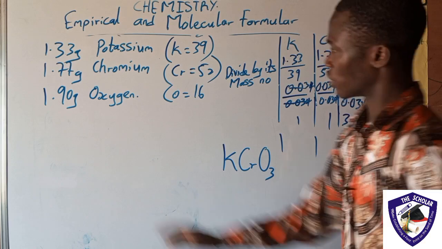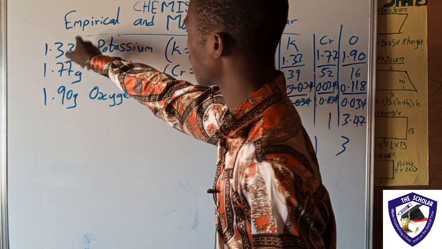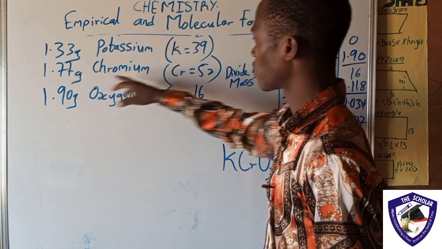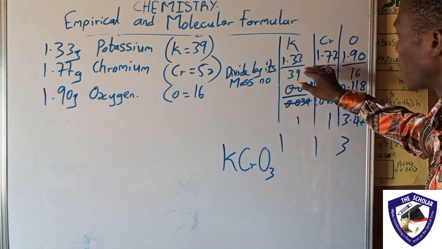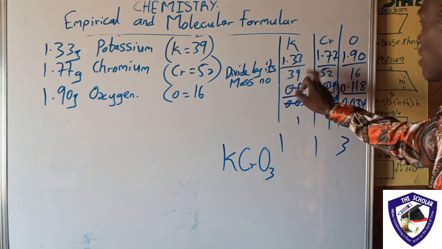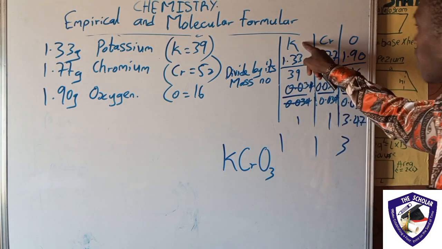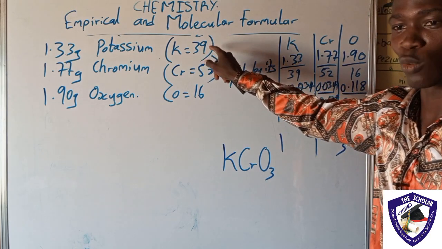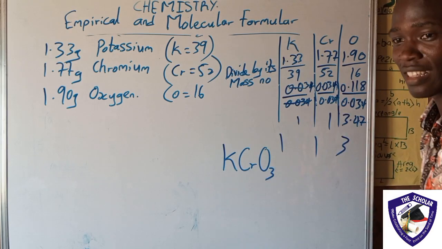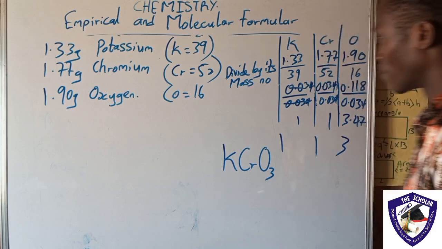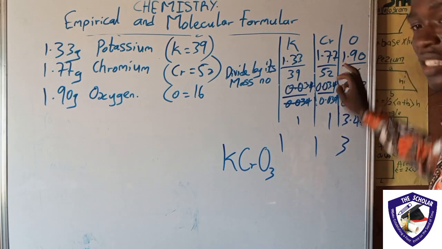So simple and straightforward. From the reacting mass, these are the reacting masses: 1.33 gram of potassium, 1.77 gram of chromium, 1.90 gram of oxygen. Then you divide by what? By the relative molecular mass of each of the elements. Now for potassium, the molecular mass is what? 39. Now the molecular mass will be provided in the information given in the question. Now for chromium, 52, and for oxygen, 16.